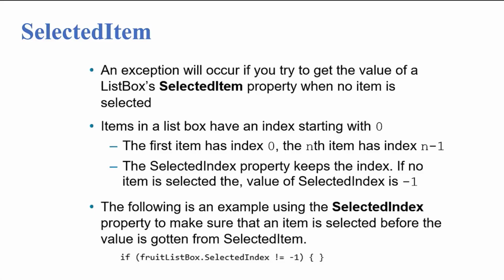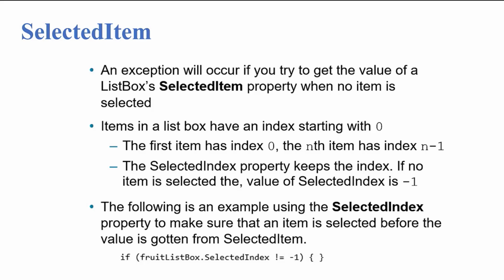Items in a list box have an index starting with 0. The first item has index 0. The nth item keeps on going: 0, 1, 2, 3, 4. It goes on and on going forward. So once again, in computers, the number system starts at 0. If you have 10 things, it's 0 through 9.